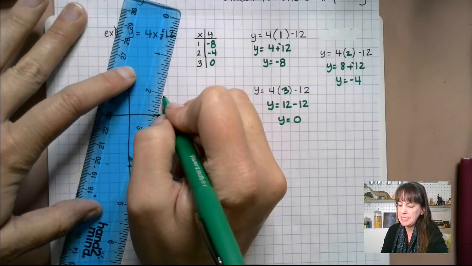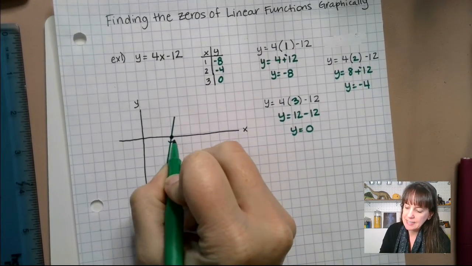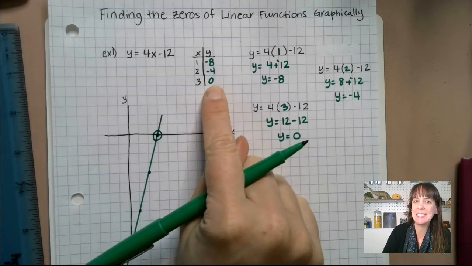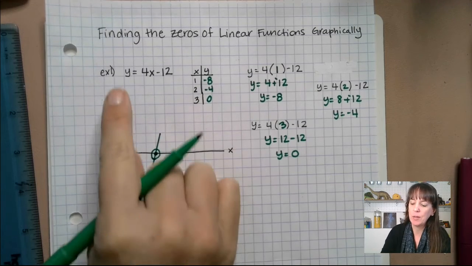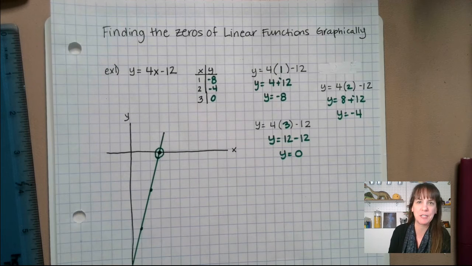Draw that and you see that it crosses right here on our x-axis at 3, right? And that means when y is 0, x is 3. So that's called finding our zeros. When our y is 0, that gives us our x-intercept or our zeros for the linear function.